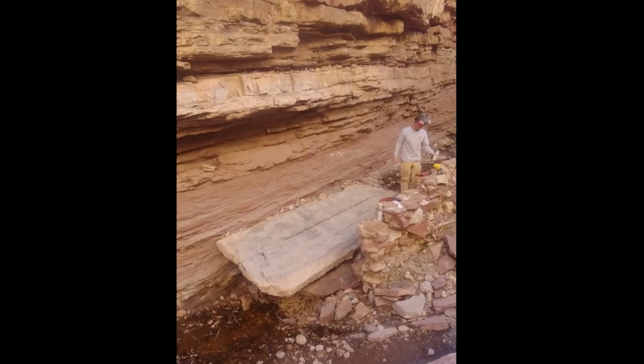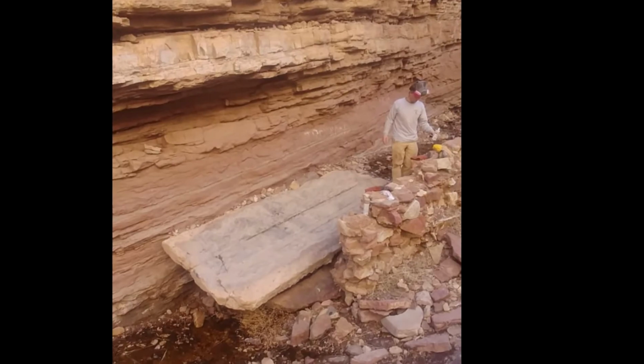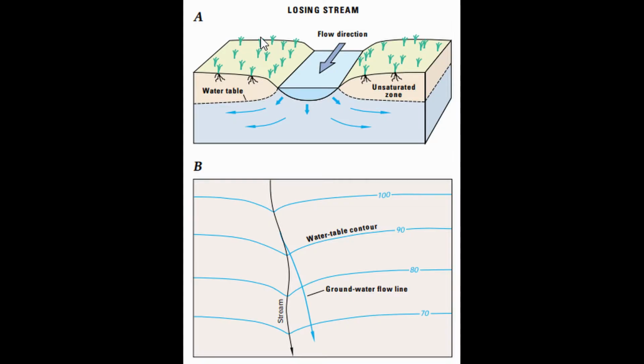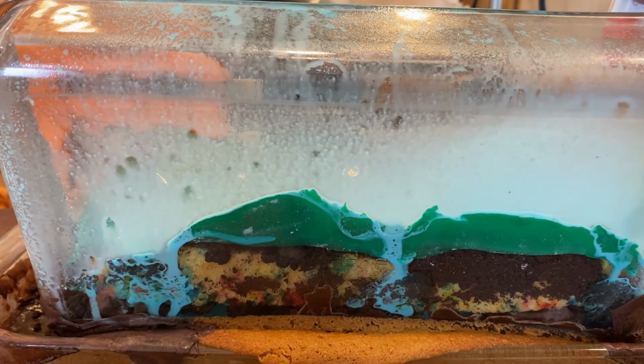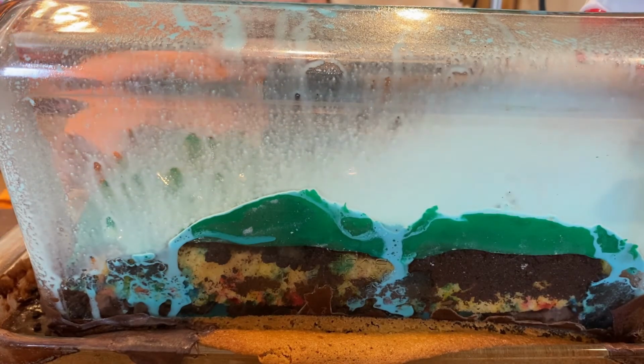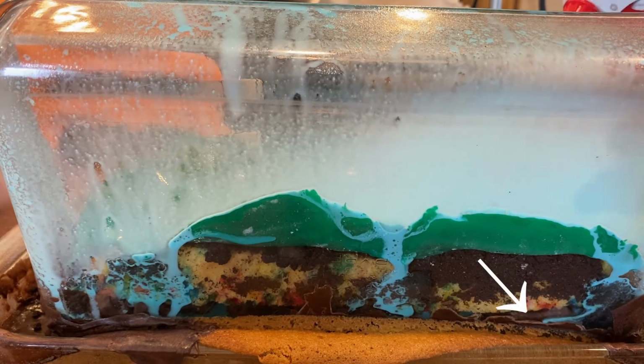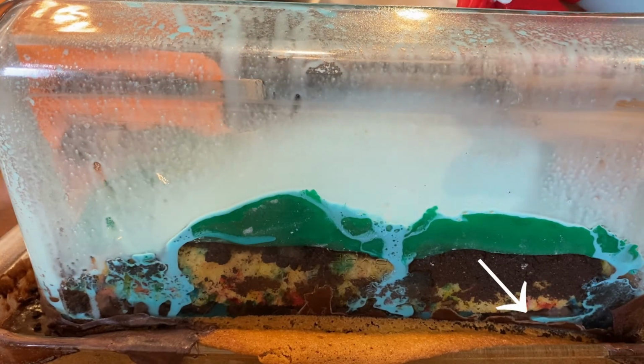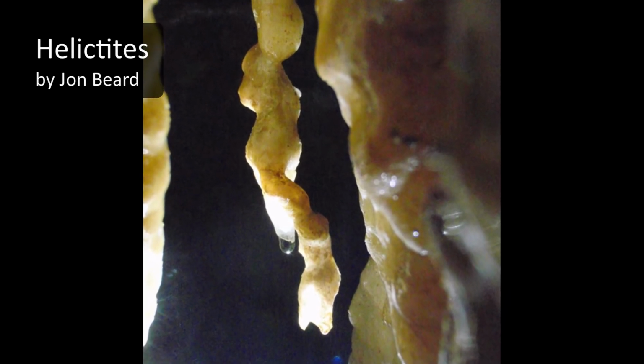One of the neat things about a dry riverbed, like the one in this picture, is that this might actually be a losing stream, where the water that's flowing on the surface goes back under the ground into the limestone, and maybe even into a cave, like we see over here on the back of our model. Speaking of which, caves are another important reason to protect our water.